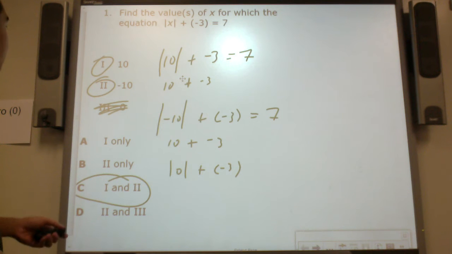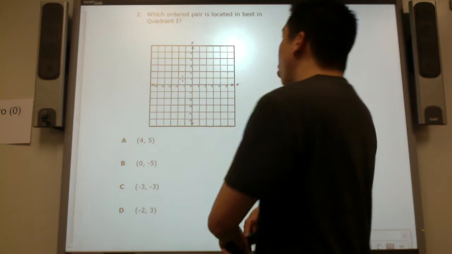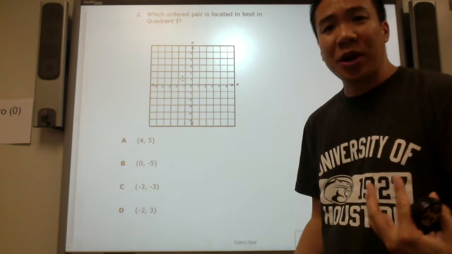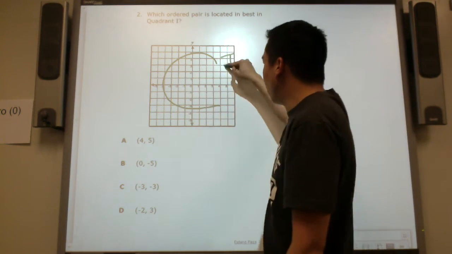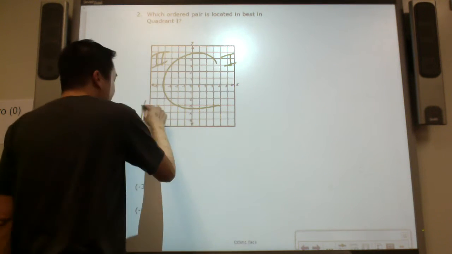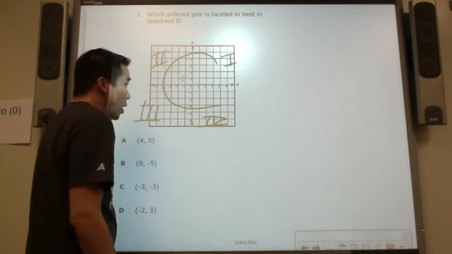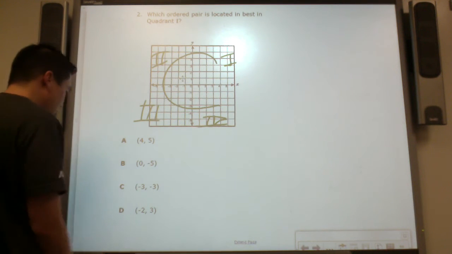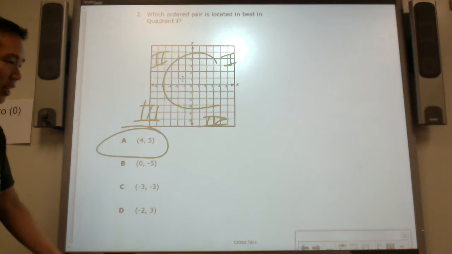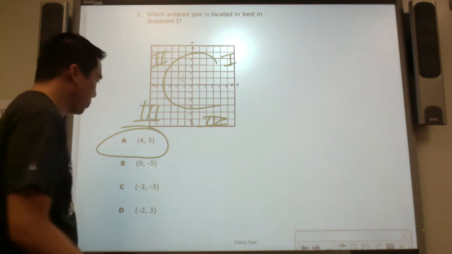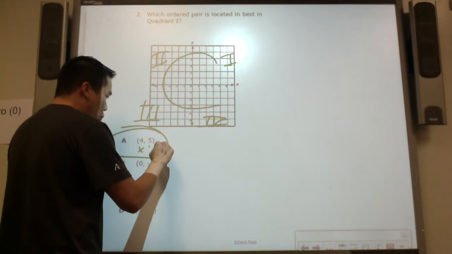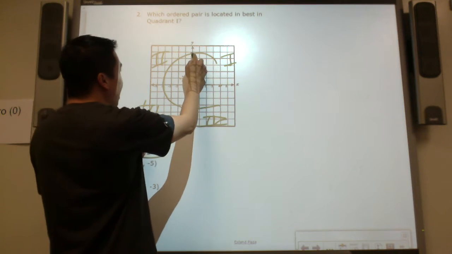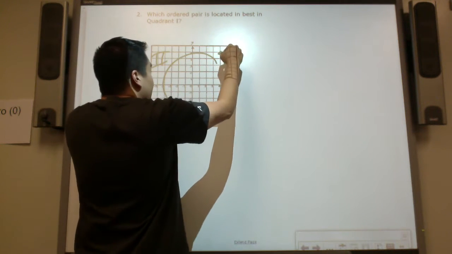Number 2. Which ordered pair is located in quadrant 1? Again, the way I memorize my quadrants is I put a C. Quadrant 1, quadrant 2, quadrant 3, quadrant 4. So what do you know about quadrant 1? The numbers are positive here and the numbers are positive there. So the only one that has 2 positives is A. Let's make sure. Again, how do you graph a point? X, Y. So X is the first number, 4. Y is 5, which is right here, so it puts together right there. Quadrant 1.